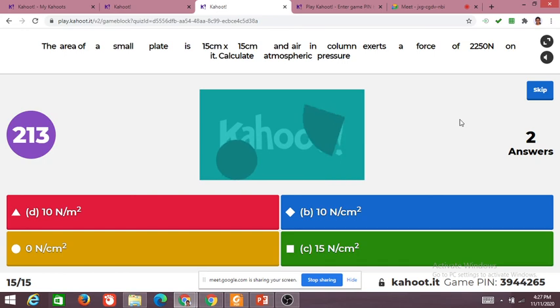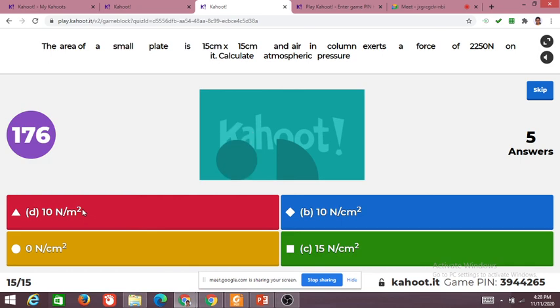Options are 10 Newton per meter square, 10 Newton per centimeter square, 0 Newton per centimeter square and 15 Newton per centimeter square. Okay, I'll read the question again, calculate and find out. The area of a small plate is 15 centimeter into 15 centimeter. And air in column exerts a force. Force is given to be 2250 Newton on it. Calculate the atmospheric pressure.